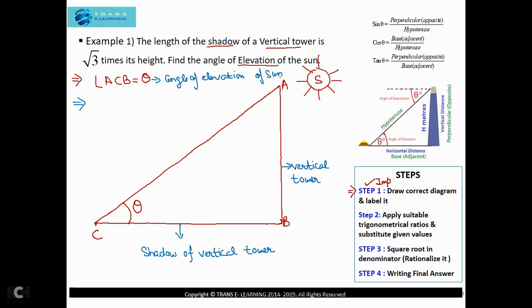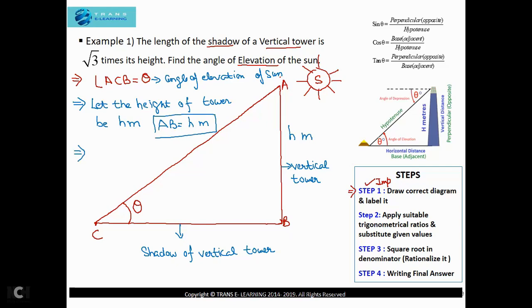Now, in order to solve this question, we need to make some assumptions. So we will be considering the height of the tower to be h meter. So that means AB is equal to h meter. In case no unit is given, by default you can take the unit for the distance as meter. So here AB is equal to h meter, which I'm writing here.